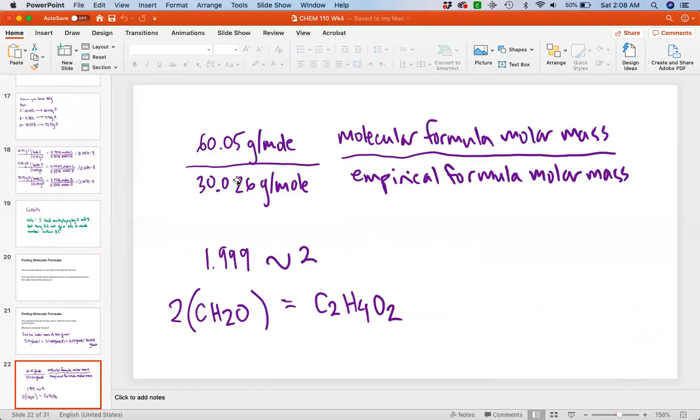We then need to make a ratio. So 60.05 grams per mole divided by 30.026 grams per mole. This is the molar mass of the molecular formula divided by the empirical formula molar mass. When we divide these two numbers, we get a ratio of roughly 2. So 2 times CH2O gives us C2H4O2.